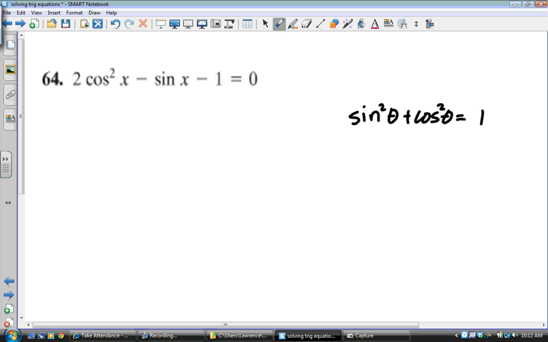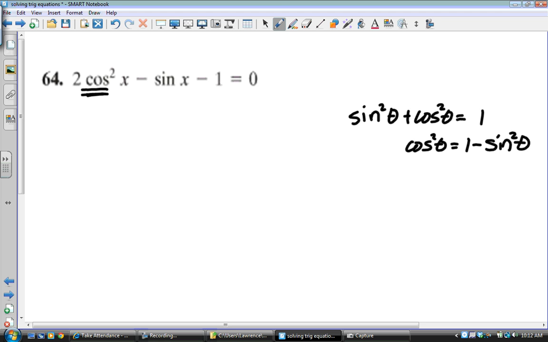All right. Well, let's look. Not the 1, but what I do here, see, I've got a cosine squared, right? How can I get cosine squared in my Pythagorean identity? It would be 1 minus sine squared theta. Cosine squared is equal to 1 minus sine squared. Now, I want to take 1 minus sine squared and put it in for cosine squared.